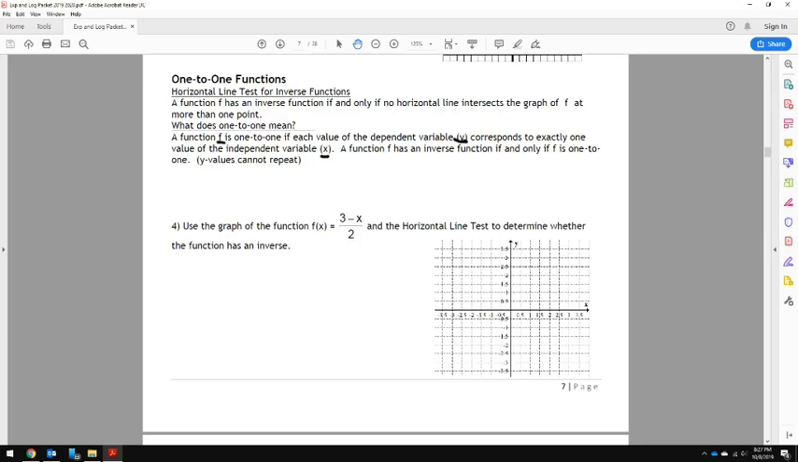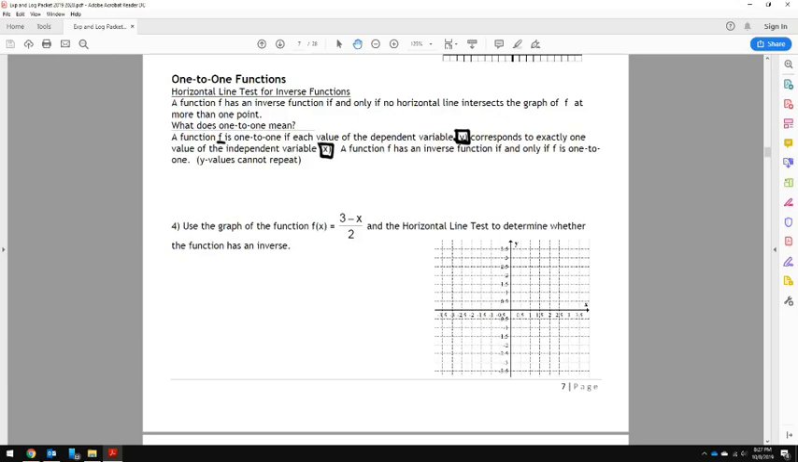A function f has an inverse function if and only if it is one-to-one. So it says that if every unique value of y corresponds with a unique value of x, then it's one-to-one. There are no repeats, absolutely no repeats. Y values cannot repeat, is what it's trying to say. So if we look here, use a graph of the function f of x equals 3 minus x over 2, and the horizontal line test to determine whether the function has an inverse.